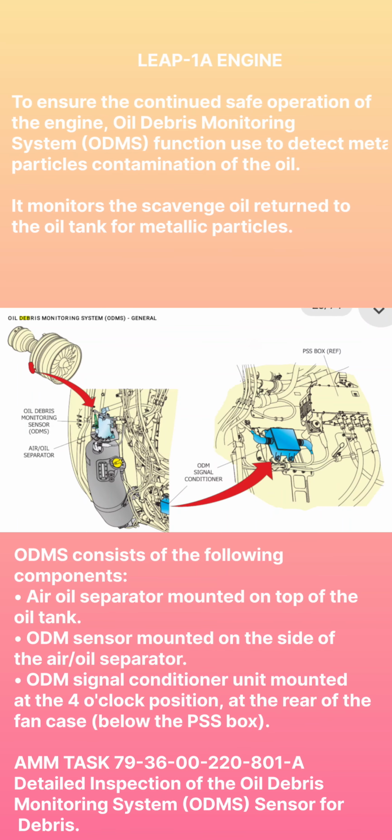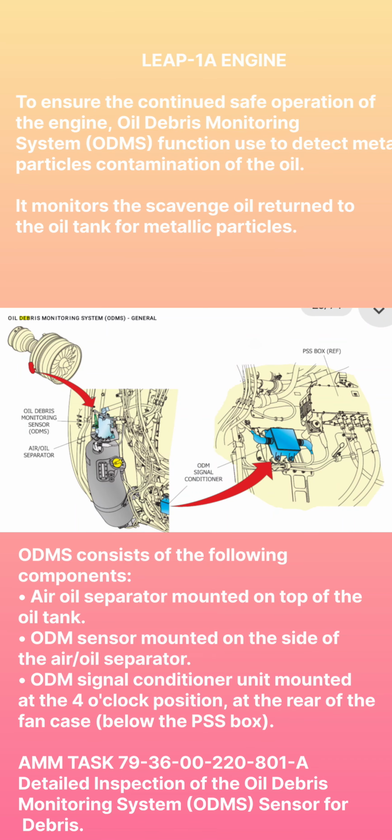Based on the request about the oil debris monitoring system of the CFM LEAP engine, we'll go quickly about this. What is this ODMS, what is its function, and where is it located in the CFM LEAP-1A engine? Basically, the oil debris monitoring system ensures the continued safe operation of the engine. Its function is to detect metal particle contamination of the oil system. This monitors the scavenge oil returning to the oil tank for metallic particles.